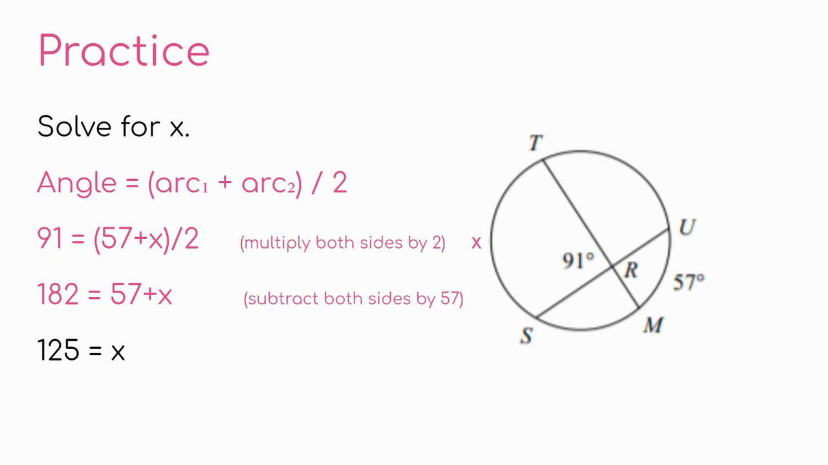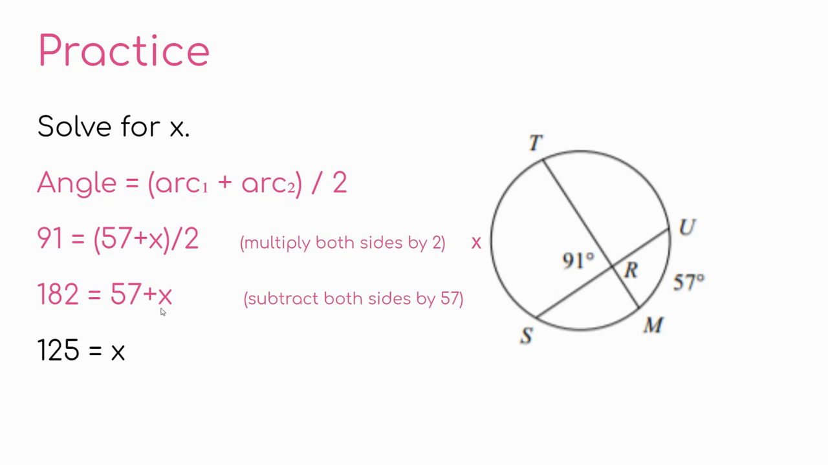If you write it on paper, you can do it a little bit better. First thing you want to try to do is get rid of that divide by 2. And the way you're going to get rid of it is by doing the opposite operation. So the opposite of dividing is multiplying. So what I did, I multiplied this side by 2 and this side by 2. So 91 times 2 is 182. Multiplying this side by 2 gets rid of this divide by 2. So you're left with just 57 plus x.